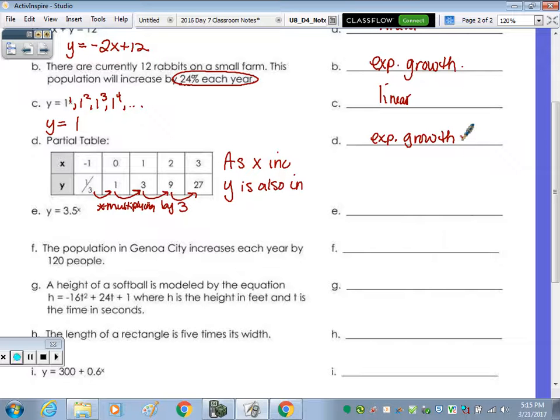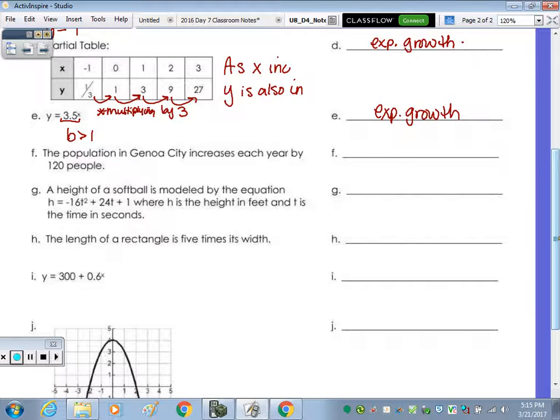y equals 3.5 to the x. Well, since our b value is greater than 1, that's also going to be exponential growth as we see the x in the exponent. And b is not a 1. That's the only time it's tricky.